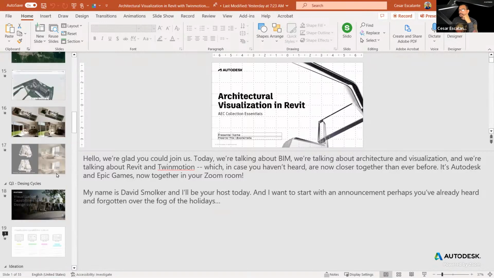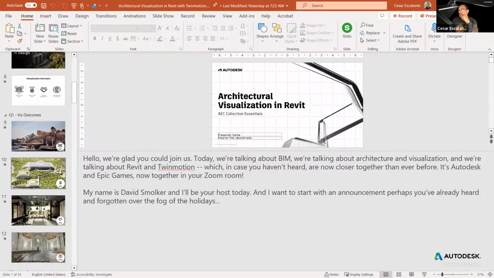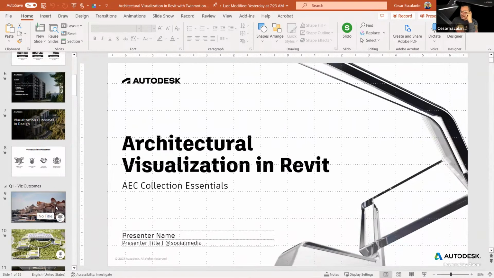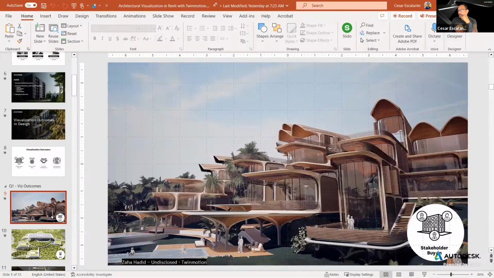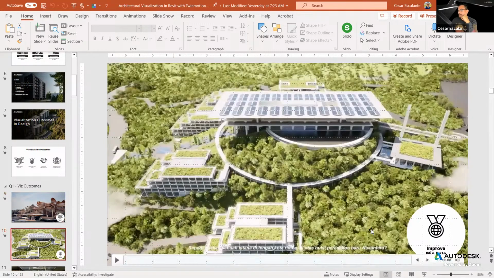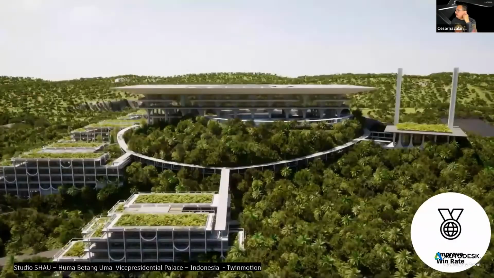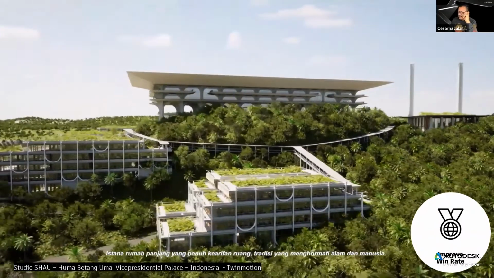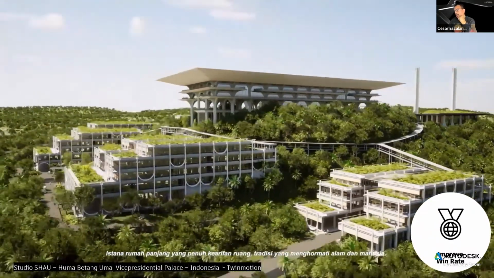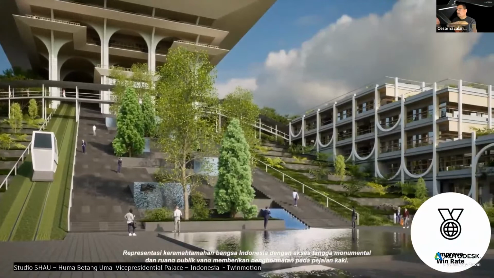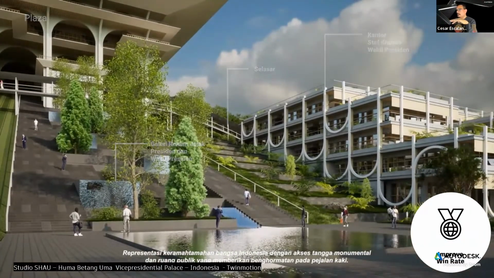Twinmotion is a tool that was developed by Epic Games, a game engine, game developers. And it's used by a lot of different firms to create this type of visual representation. This is an example of the new vice presidential palace in Indonesia. And it was created in Revit and then rendered in Twinmotion with this new connection between Revit and Twinmotion.